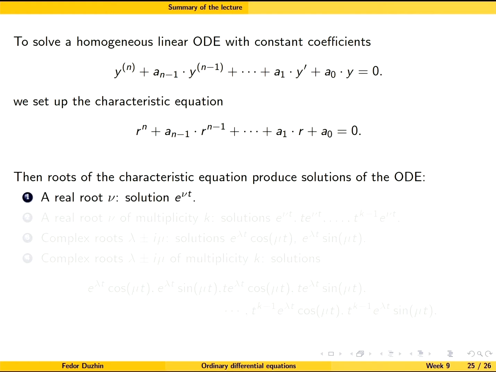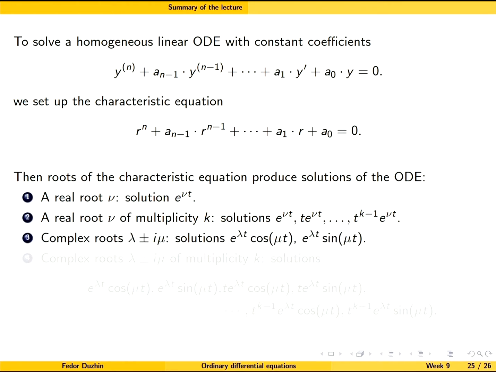Then every real root gives us a corresponding solution, which is an exponential function. If it has multiplicity k, then we're going to multiply it by t, t squared, and so on, until we get the right number. And then overall we are going to get k linearly independent solutions.